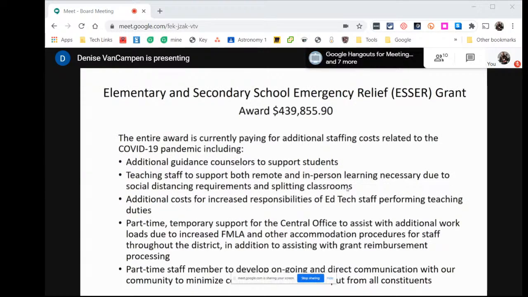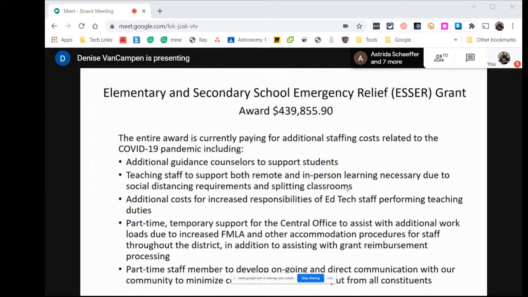Our award was $439,855.90. And currently, in our current application as accepted, we are paying for additional staffing costs with all of it. These are additional guidance counselors that were brought in to support students. These are teaching staff to support both remote and in-person learning due to social distancing requirements and splitting classrooms.